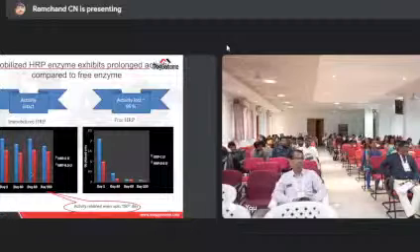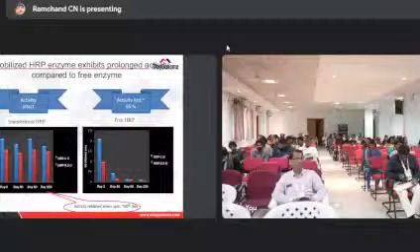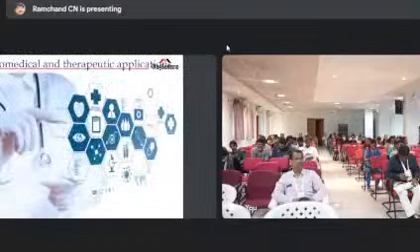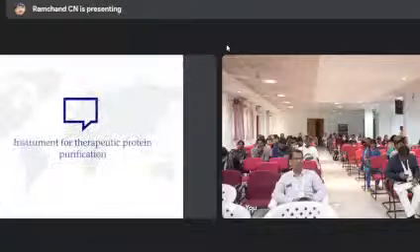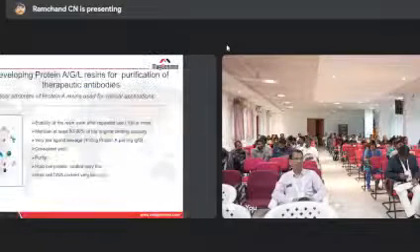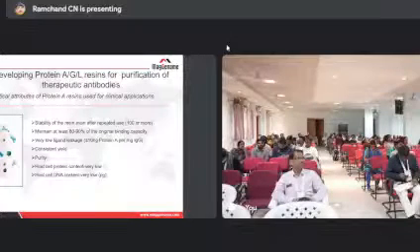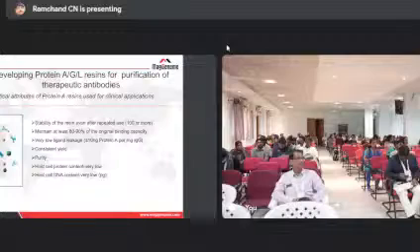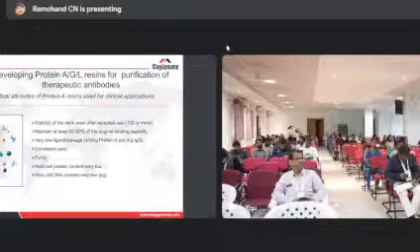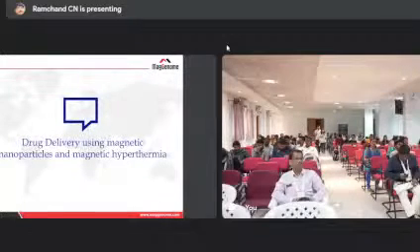So this is a great opportunity for those who are commercializing enzymes, and immobilized enzyme without losing the activity. Some of the instruments for therapeutic protein purification we are developing, such as protein A and G resin for purification of therapeutic antibodies. So we are in the process of developing equipment using this method, mainly for therapeutic proteins, but it might take a few years to introduce in the market.